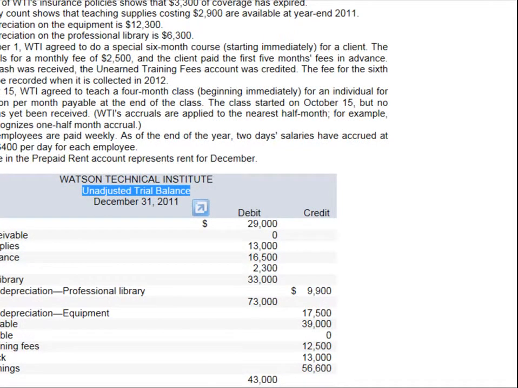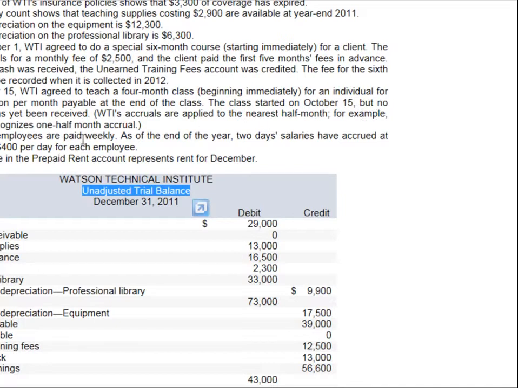We have another one similar. On October 15th, WTI agreed to teach a 4-month class beginning immediately for an individual for $3,300 tuition per month payable at the end of the class. So it's not payable until the end of the class. That's the key thing. The class started on October 15th, but no payment has yet been received. WTI's accruals are applied to the nearest half month.